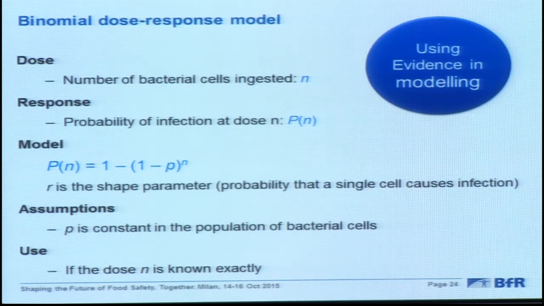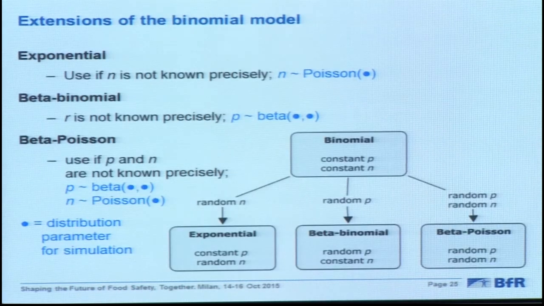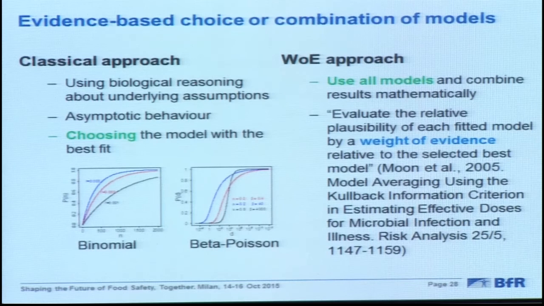Finally, I will skip again a few slides here and just go to this one here. There's another interesting application of weight of evidence when we talk about dose-response models in microbiology. The classical approach is to use biological reasoning about underlying assumptions, asymptotic behavior, and then choosing the model for dose response with the best fit or where the biological assumptions are met.